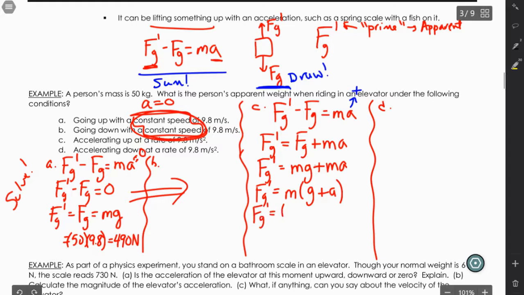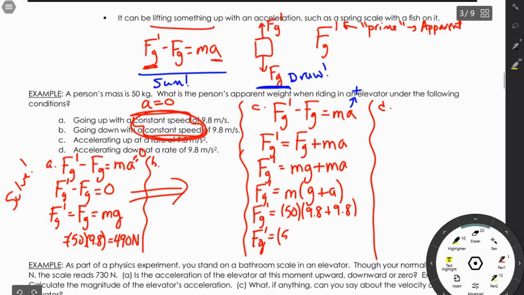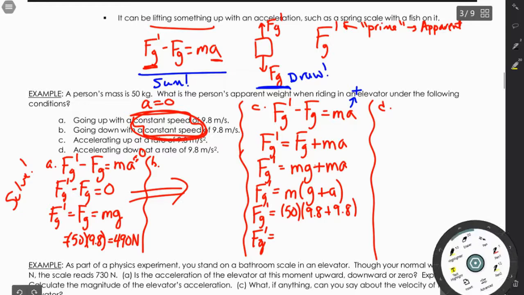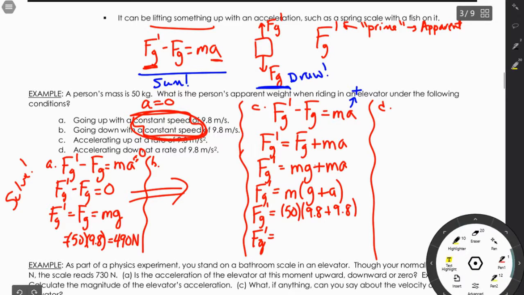Now I'm going to plug in my actual numbers. I have a mass of 50. My free fall acceleration g is 9.8. My acceleration is 9.8, from the scenario over there. What you actually see when you accelerate at the same rate as free fall is that you're going to be double your actual weight. So our apparent weight would be 980.